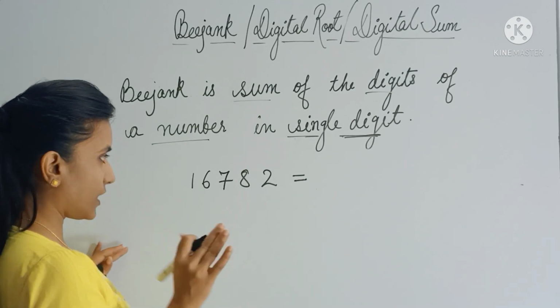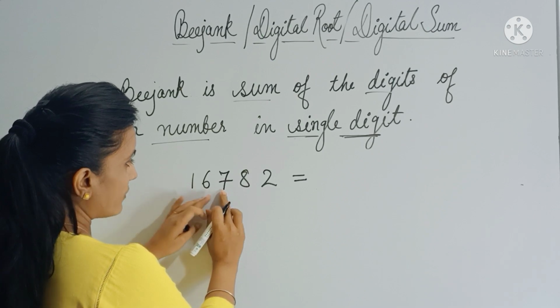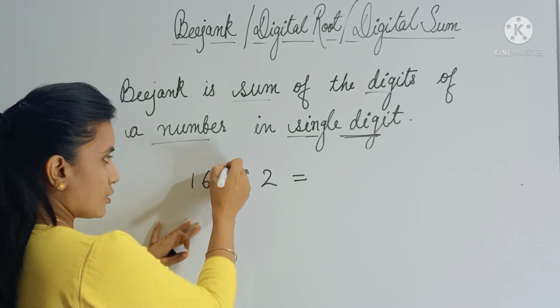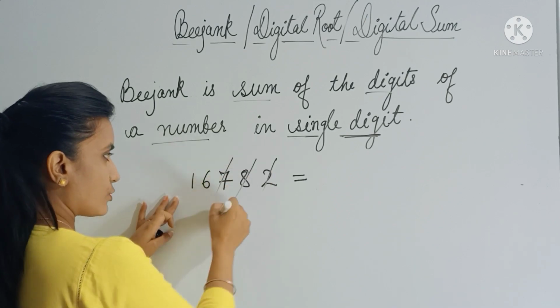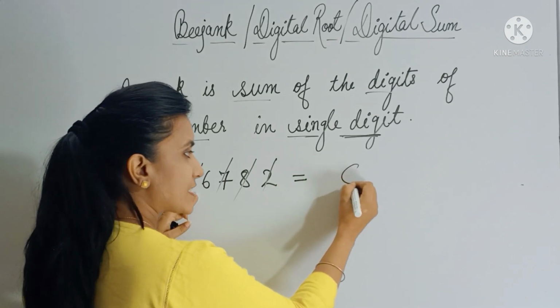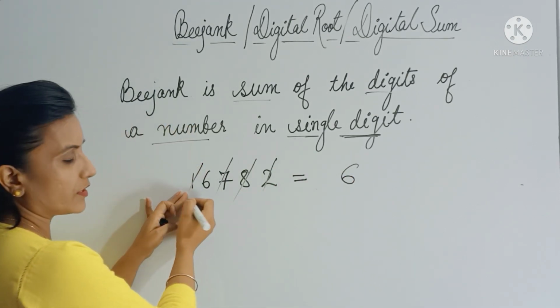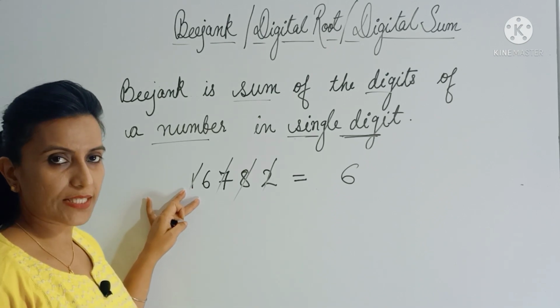So here let's cast out 9. You can see that 7 plus 2 gives you 9, right? So you can cancel these two. And then 8 plus 1 gives you 9, so cancel these two. So you are left with 6. So 6 is the digital root of this number. So see, by casting out 9, the calculation becomes very simple, right?